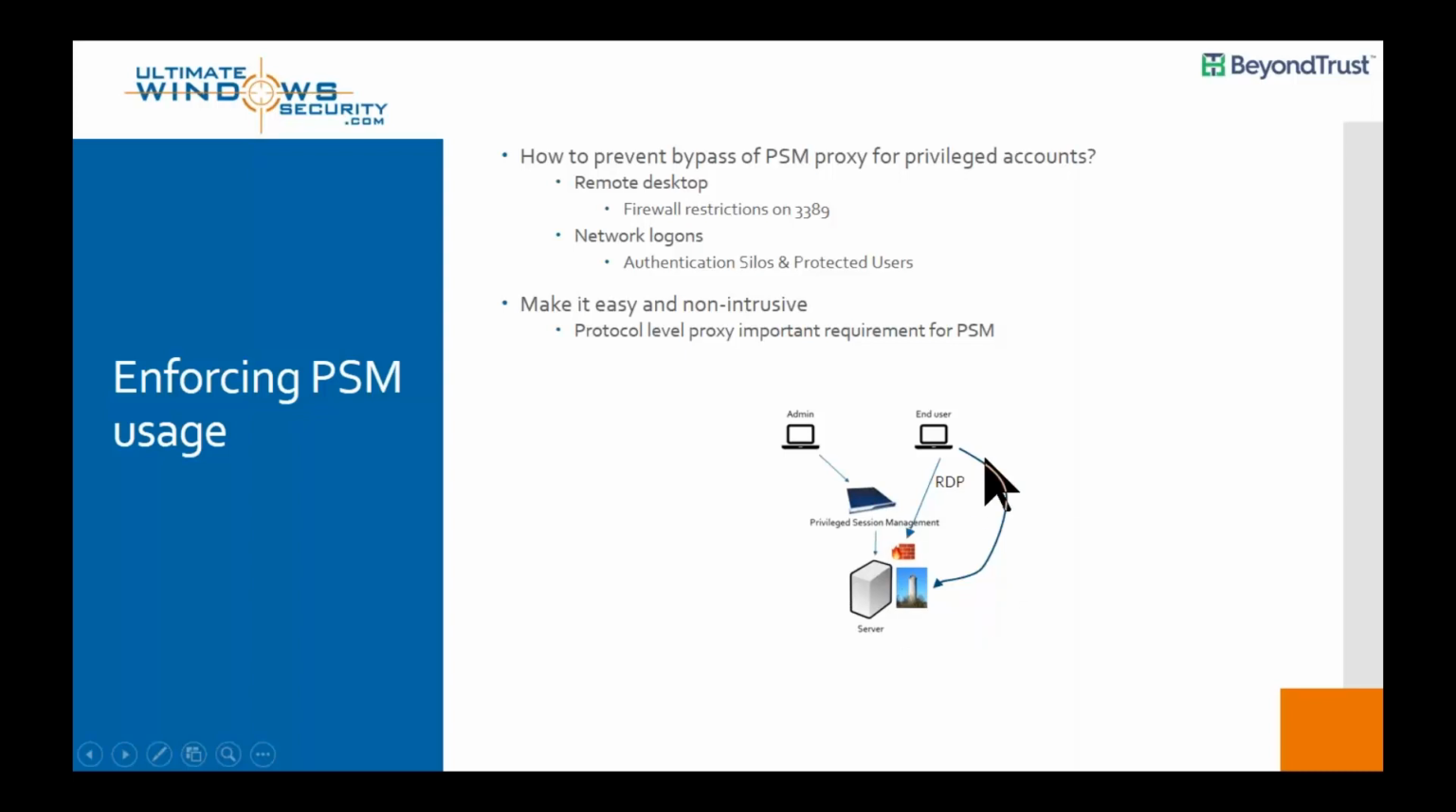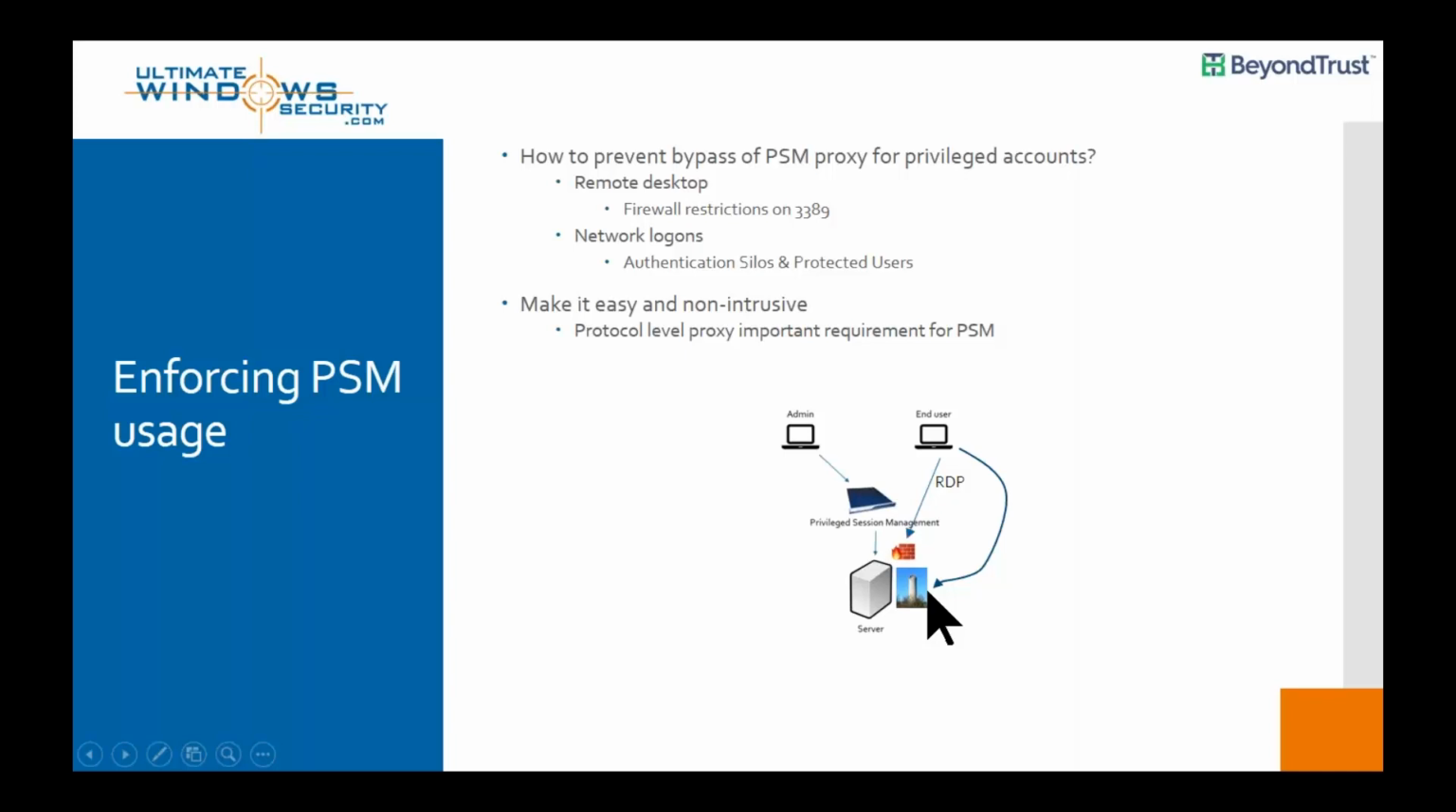Now, network logons are a little more difficult. That's this curved line coming around because mapping a drive to a file server and getting into that file server for remote administration via computer management utilize the same ports. So we can't do that with a firewall policy, but we can do it with authentication silos. And so that's what you want to look at there for that purpose.